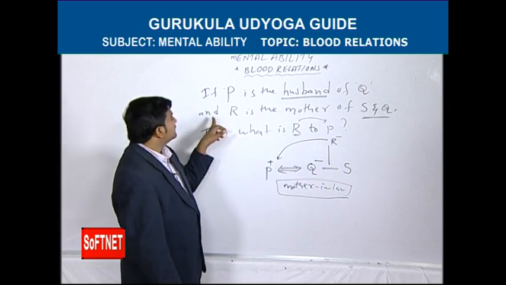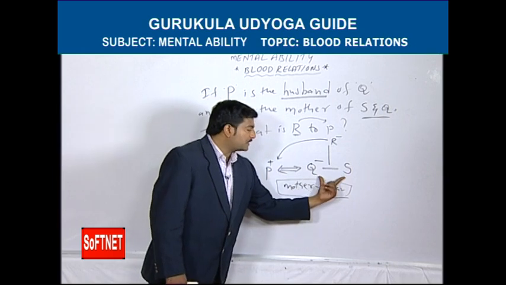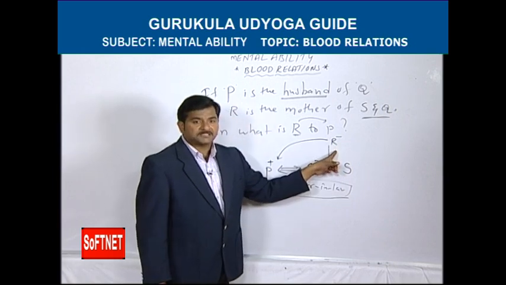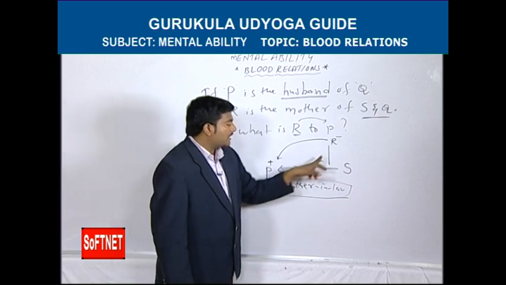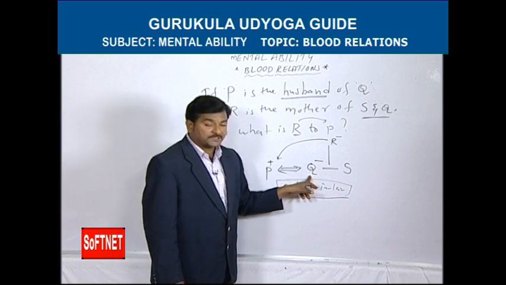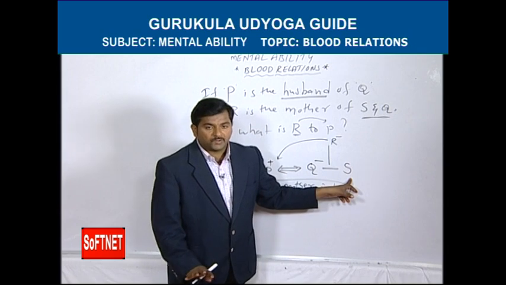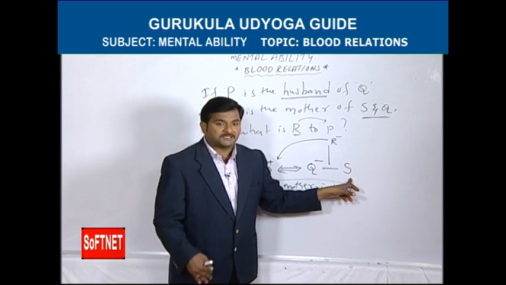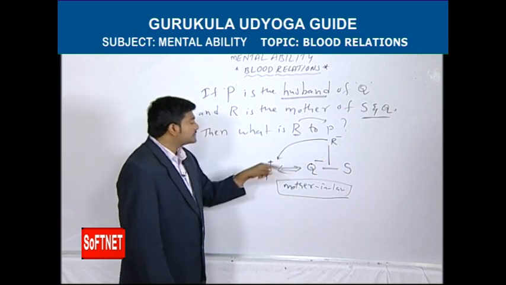And one more sentence is given. R is the mother of S and Q. For S and Q, who is the mother? R is the mother. That's why female gender. So indirectly for R, Q is the daughter. It is clear because I know the gender of Q. For R, S is the child. I don't know the gender of S. But the question is, how is R to P?